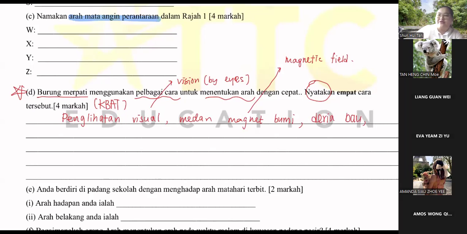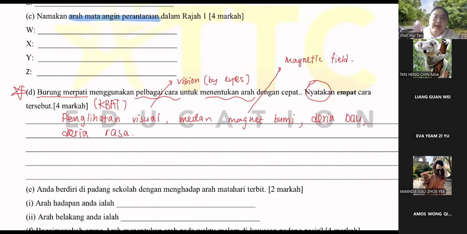Okay, this is the smell of Puchong. We can't do that. For us, we don't have this, but birds have. Now, and then they can also use taste, rasa. They can taste the difference. We can't do that. Okay, this is for the burung merpati. It's a KBAT question. All right.